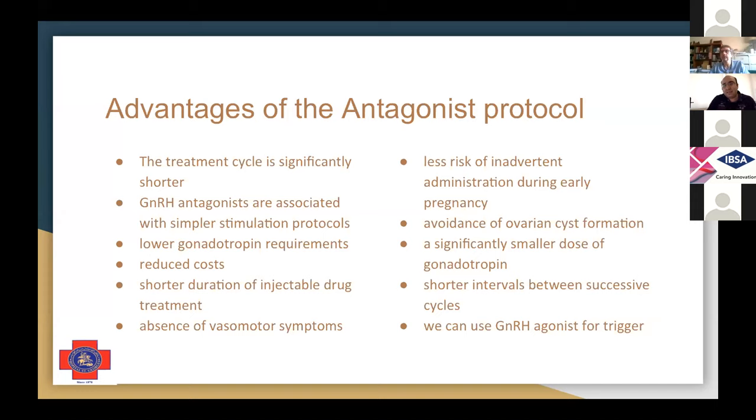We have an early pregnancy misdiagnosed. We can avoid the ovarian cyst. We have a smooth of gonadotropin and a shorter interval between successive cycles. We can also use agonist triggering in this protocol. That is very important when we want to freeze and when we want to decrease OHSS in PCOS, the eggs or the embryo. It's very important.